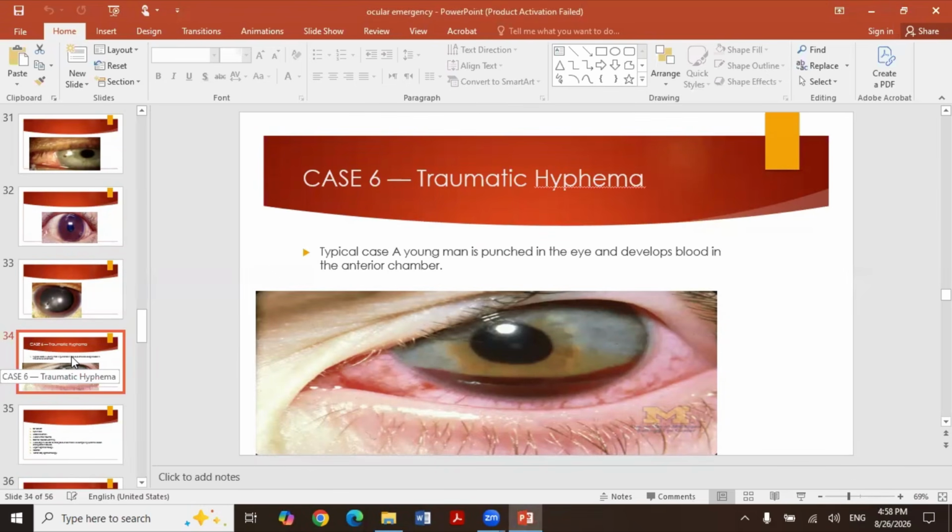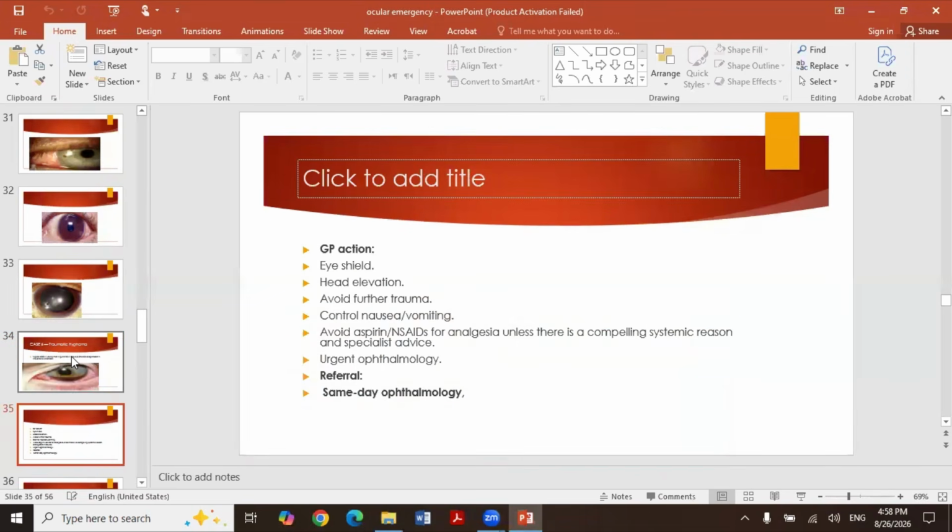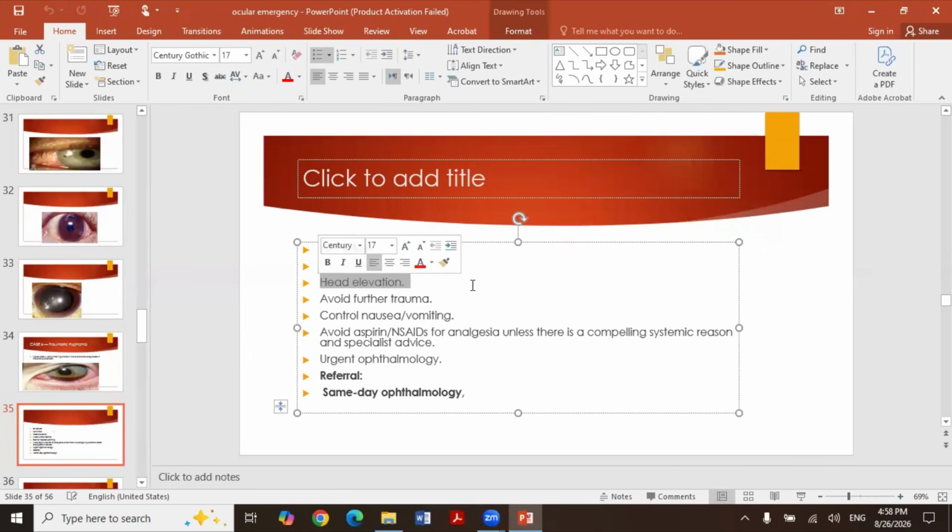But what you as a GP should know, and what you shouldn't do. First of all, you should shield the eye, a transparent eye shield. Don't patch the eye, only eye shield. Head elevation. I prefer telling the GP doctor to tell the patient to sit in a semi-sitting position or elevate the head at least two pillows behind the head. This will help to absorb the blood inside the anterior chamber.